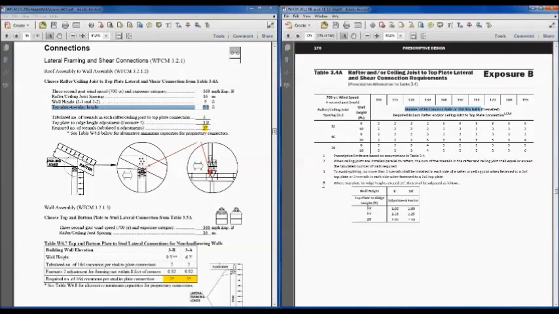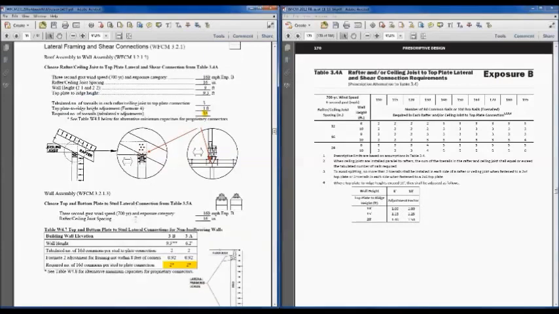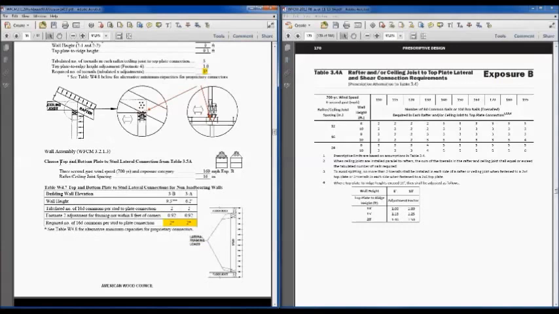I'll direct you to footnote 4 real quick just so you see that top plate to ridge height could affect these numbers here, but we're at 9 feet, and so it kicks in above 10 feet. So that adjustment factor is 1. So now let's see what's next.